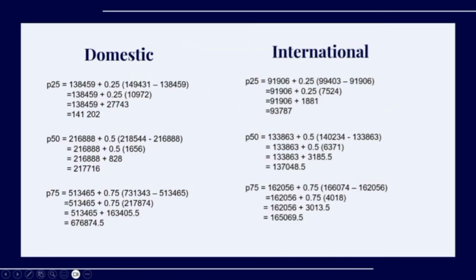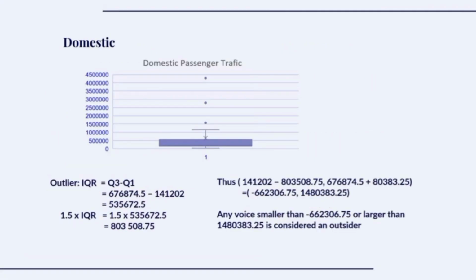Because the two datasets, domestic and international, have the same amount of data, which is 24, we can use the same formula to calculate the percentiles. After that, we need to find the minimum, quartile 1, median, quartile 3, and maximum. Using the outlier formula with the interquartile range, IQR, we find the answer for the domestic outliers. Any value smaller than negative 662,306.75 or larger than 1480383.25 is considered an outlier.